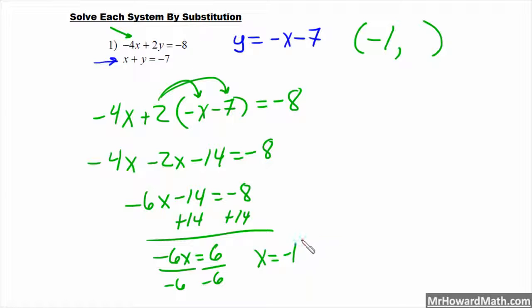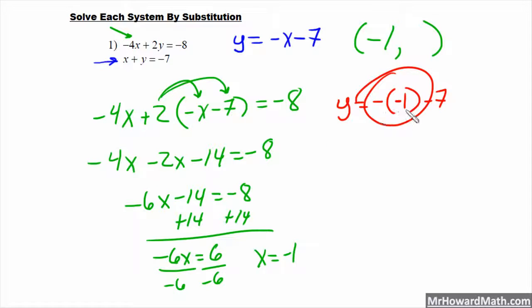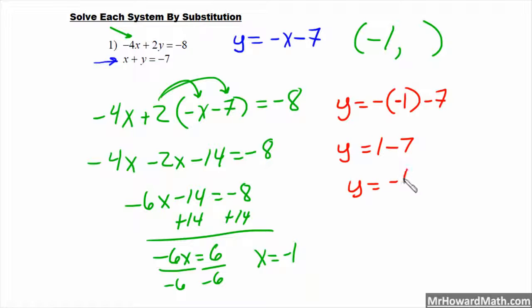So I could plug in a -1 for that x right there, or for that x right there, or even that x right there. That one looks the easiest because y is already by itself, so I'm actually going to use that equation. So y is equal to -x, so instead of -x it's going to be the negative of -1, minus 7. I just substituted in a -1 for that x. Be careful with the signs here. You have to do it like this. Put it in parentheses. Distribute that negative in, and I get y equals 1 minus 7, so y equals -6.